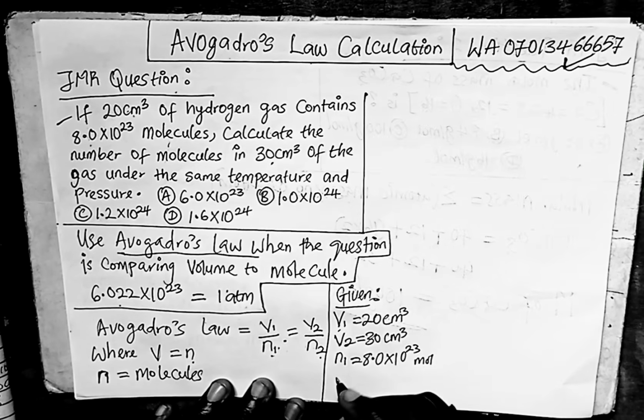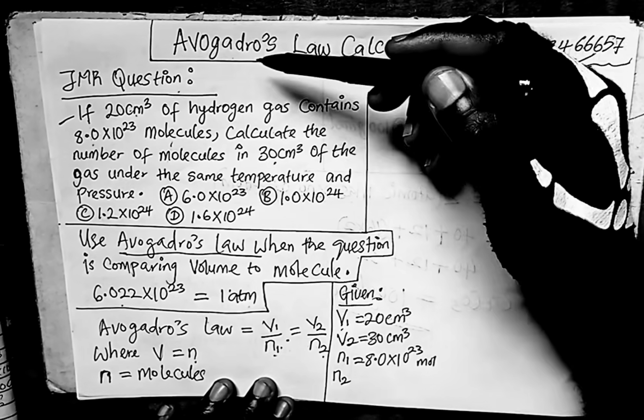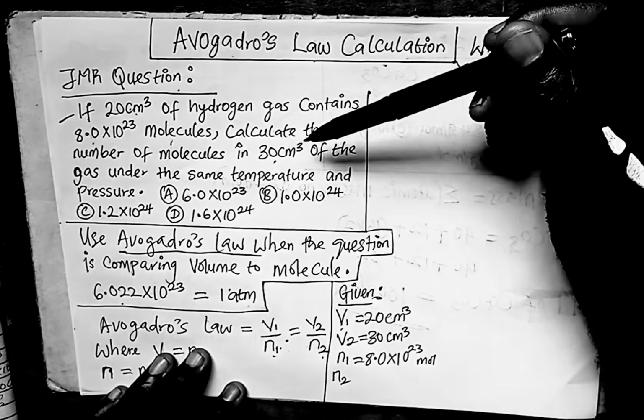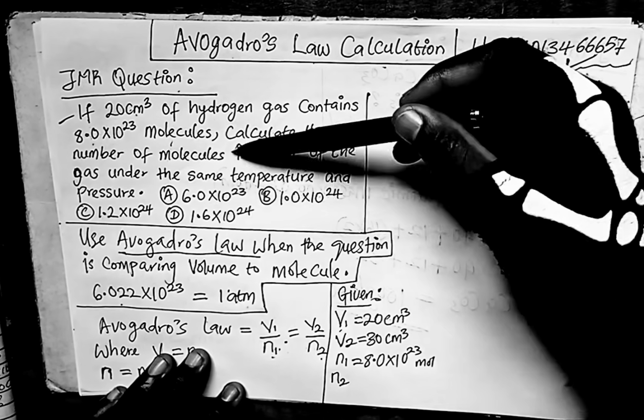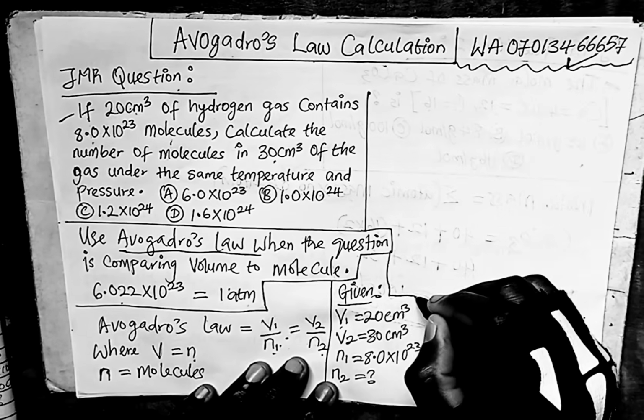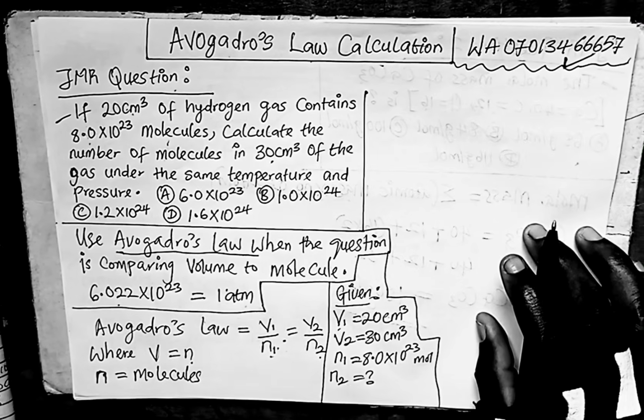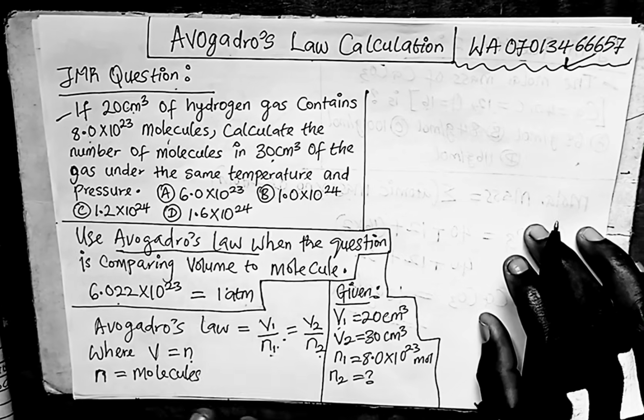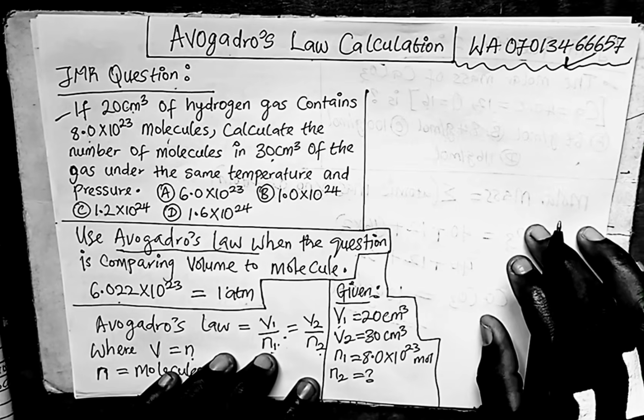Now N2 is what we have to define: calculate the number of molecules in the second volume. So N2 equals question mark. How do we solve? Very easy and simple. Let's solve straight to the point. Apply this formula, substitute, apply your basic mathematics, and you get your answer.